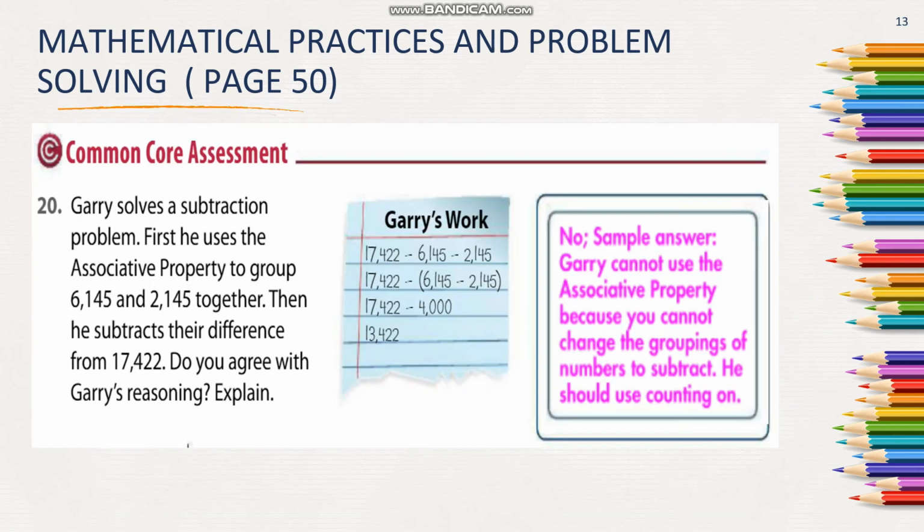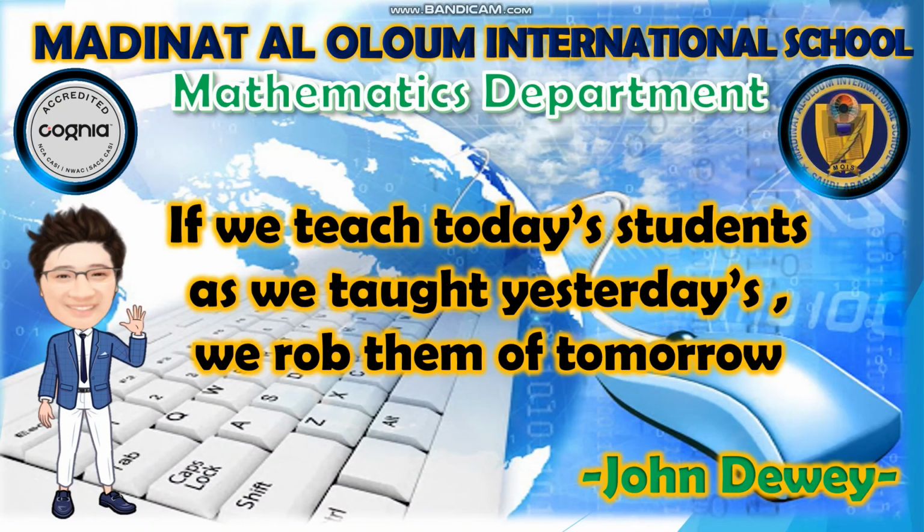Number 20. Gary solves a subtraction problem. First, he uses the associative property to group 6,145 and 2,145 together. Then he subtracts their difference from 17,422. Do you agree with Gary's reasoning? Explain. The answer is no. And the sample explanation is Gary cannot use the associative property because you cannot change the groupings of the numbers to subtract. He should use counting on to find the final answer.